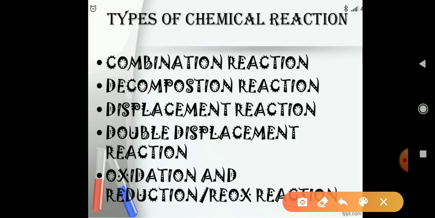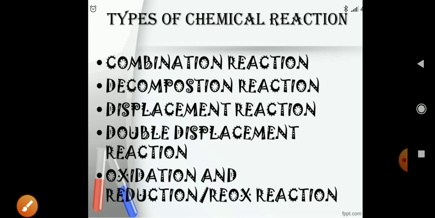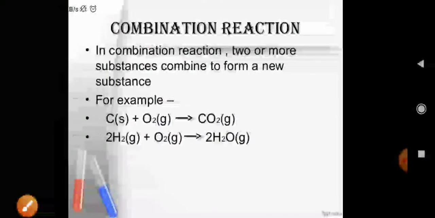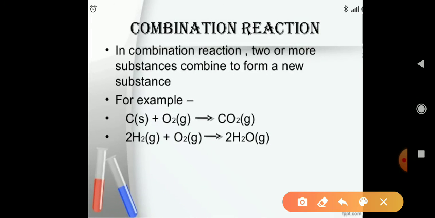So there are different types of chemical reactions: combination reaction, decomposition reaction, displacement reaction, double displacement reaction, and oxidation and reduction reaction, that is redox reaction. So these are the different types of reaction. Now we have to see each type of reaction in detail. The first type of reaction is combination reaction.